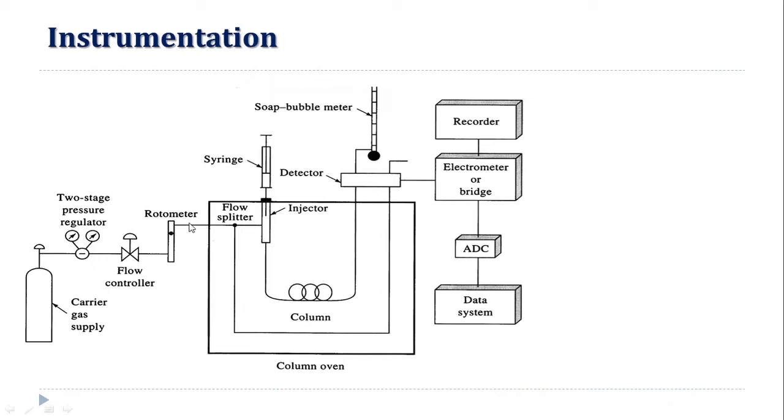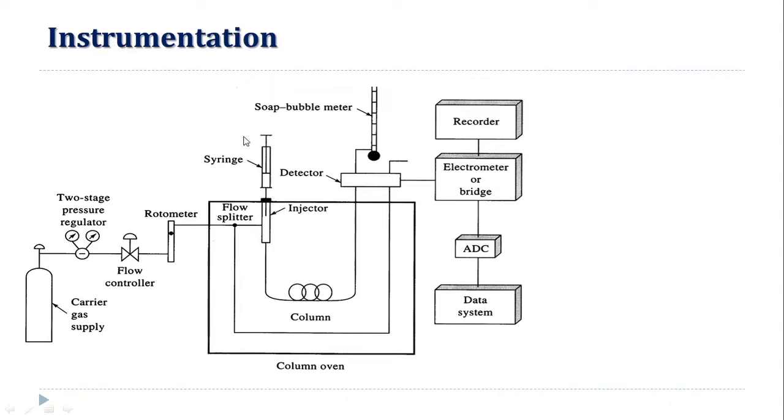Then this gas goes into the column oven. These columns are put into the oven, which is attached with a thermostat to control the temperature of the columns. Now this flow is split into two parts. One goes through a reference column, while the second goes through the coiled column. Both columns, the reference column as well as the column used for the separation, are in the oven, so the temperature is maintained equally for both columns.